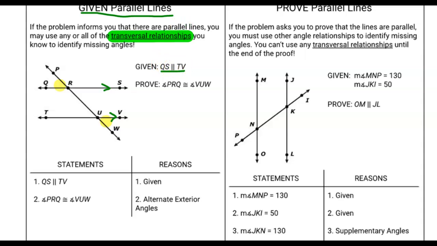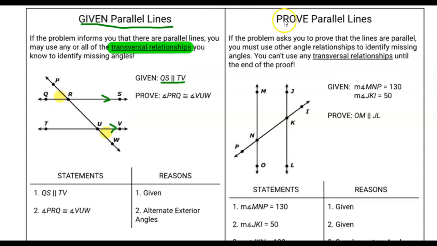However, you don't always know that the two lines are parallel. As a matter of fact, sometimes they'll give you a scenario in which they're asking you to prove parallel lines. So for example, in this case, it gives you two measurements of the two different angles, and it says, now I want you to prove that the two lines are parallel. So remember, the information that is given to you is information that you already know to be true. The information that is in the prove part is not something that you know already. It's something that you have to prove. You don't know it for a fact. So you can't use any transversal relationships until the very end of the proof.